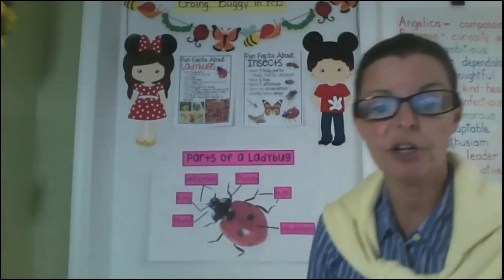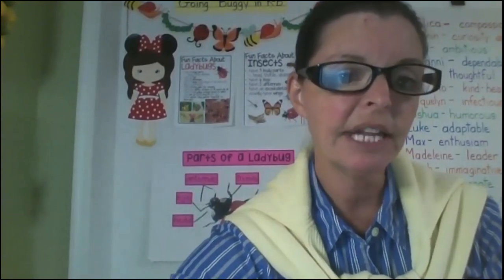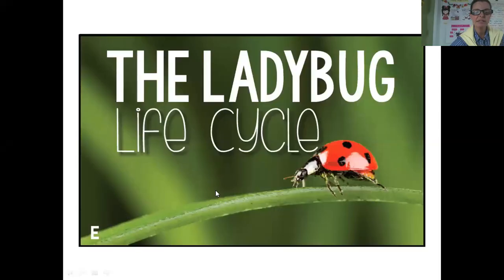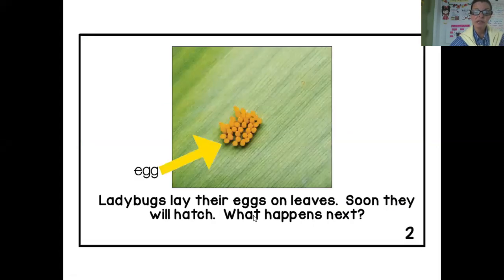So today, boys and girls, I'm going to share my screen, and I'm going to actually read to you a story about the life cycle of a ladybug. So the ladybug life cycle. Like other living animals, a ladybug has a life cycle. What happens first? Ladybugs lay their eggs on leaves. Soon, the eggs will hatch.